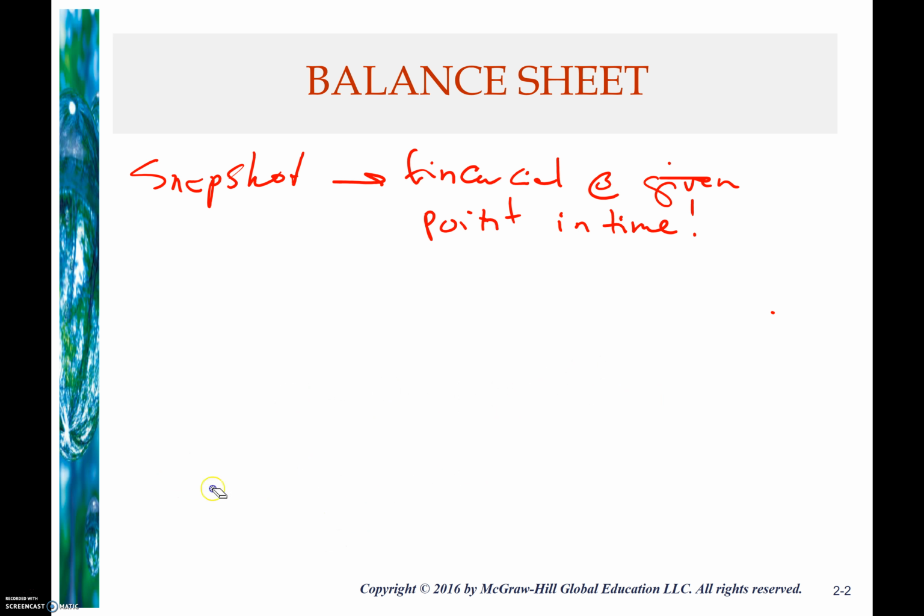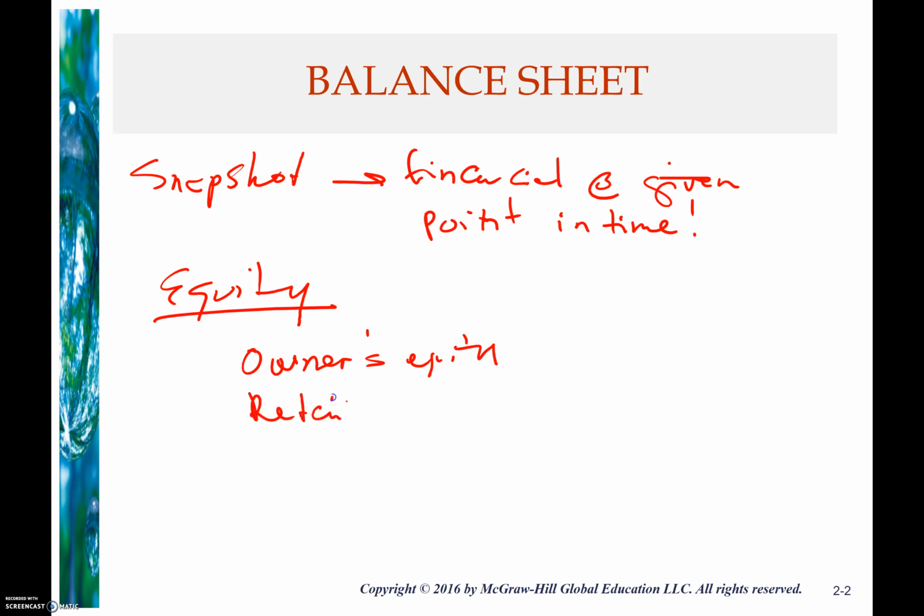Last portion of your balance sheet is your equity. Now, in this section, you have your owner's equity. You have your retained earnings. And you have stocks. I'll put it there because if it's a public company and you issue some stocks, this is where you'll find the value of the stocks that you issued.